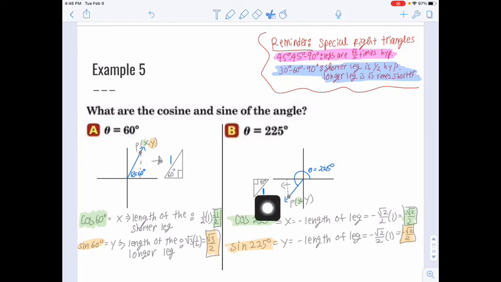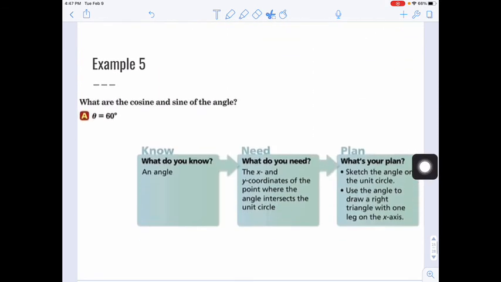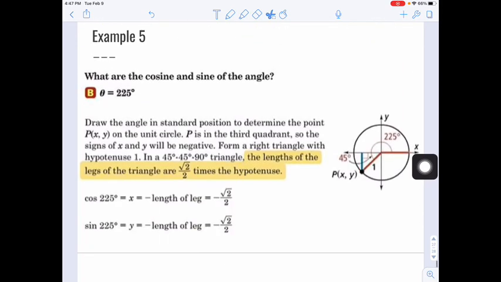Well, our hypotenuse is just 1. So we get the same answer for both cosine and sine. We get negative square root of 2 divided by 2 times 1, or negative square root of 2 divided by 2. Again, the negative shows up because we're in the third quadrant and everything in here is negative. If we were in either the second or fourth quadrant, only one of your answers would be negative. The work for this problem is written out on the next few slides.